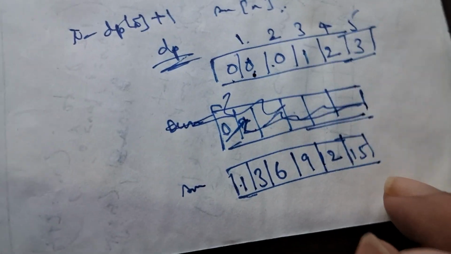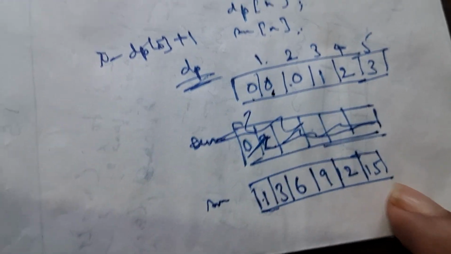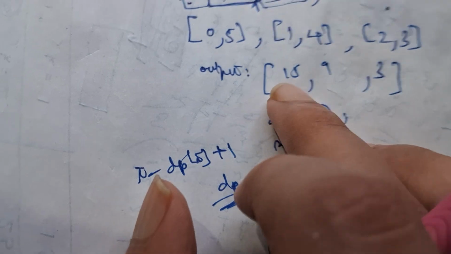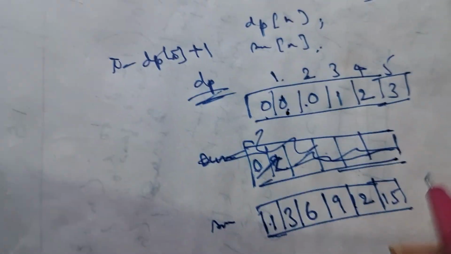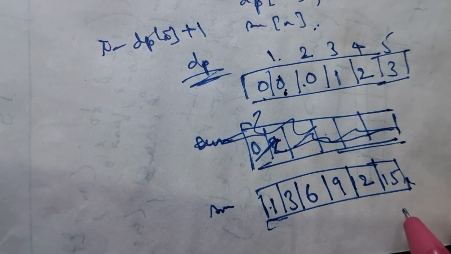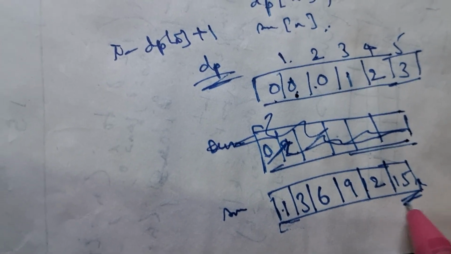Now from this pattern you can notice one thing, that in the first situation, that is 0 comma 5, the answer is 15 straight off, right? If we consider 0 comma 5, that is the sum of all the elements, so the answer is 15 already.